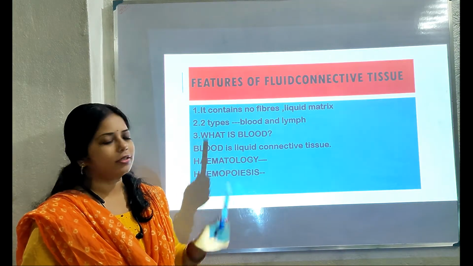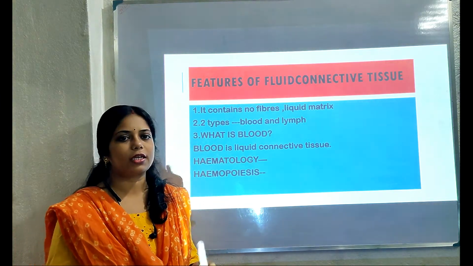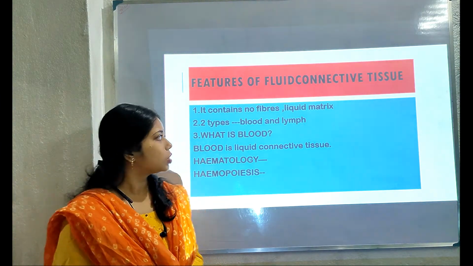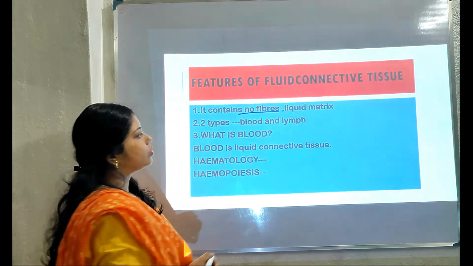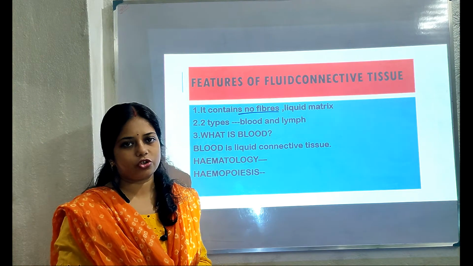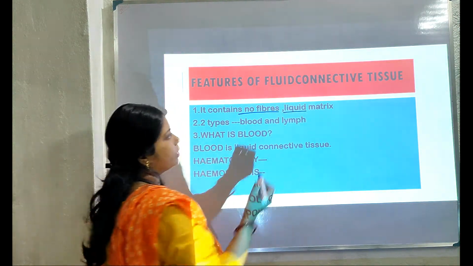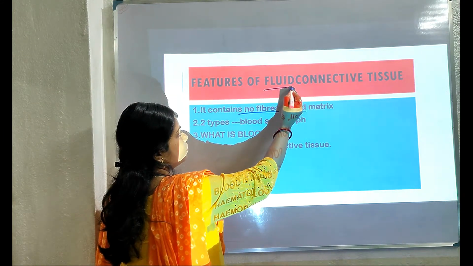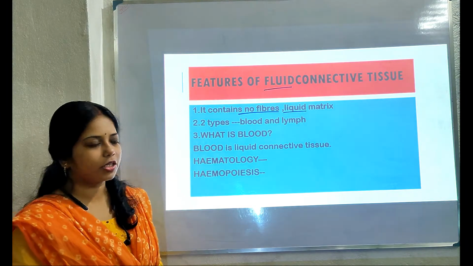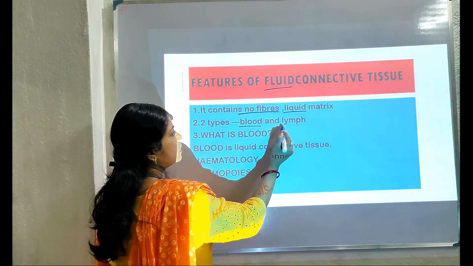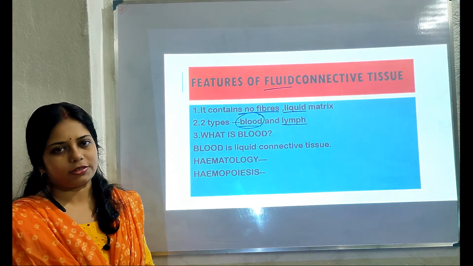From the name, we can understand very well that fluid connective tissue means it has a lot of liquid. So here the fiber is totally absent. In this connective tissue, fibers are absent and the matrix is liquid. That's why it is known as the fluid connective tissue. Mainly, what are the types of fluid connective tissue? It is of two types, blood and lymph. Today we will talk about the blood.